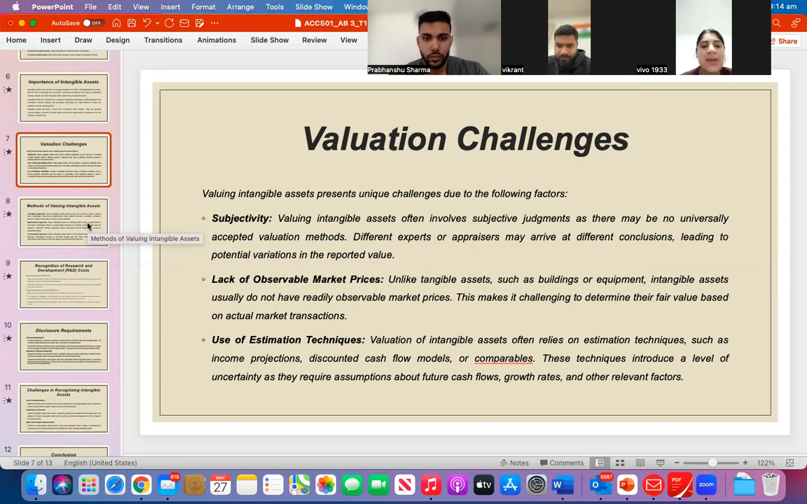Third is use of estimation techniques. Valuation of intangible assets often relies on estimation techniques such as income projections, discounted cash flow models, or comparables. These techniques introduce a level of uncertainty as they require assumptions about future cash flows, growth rates, and other relevant factors.